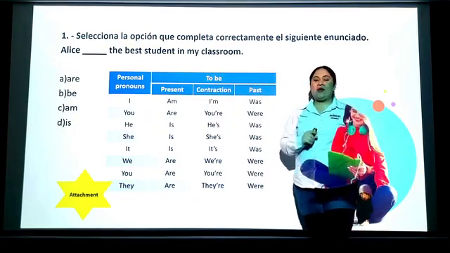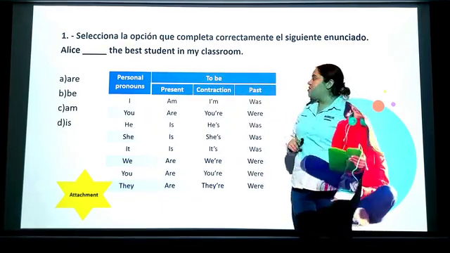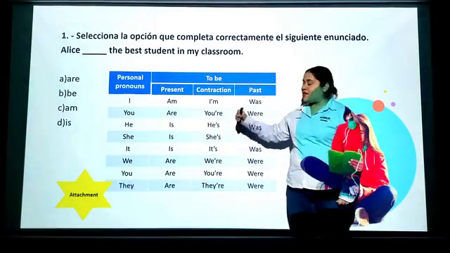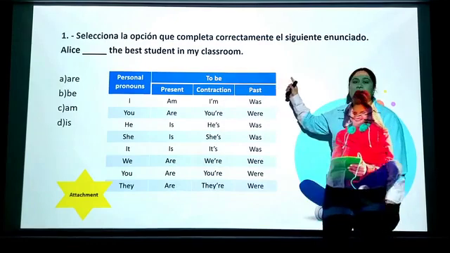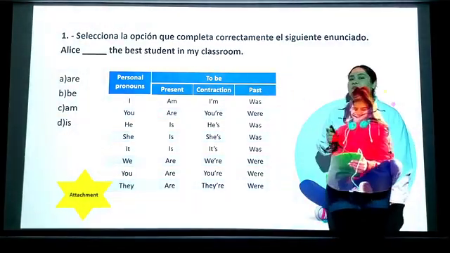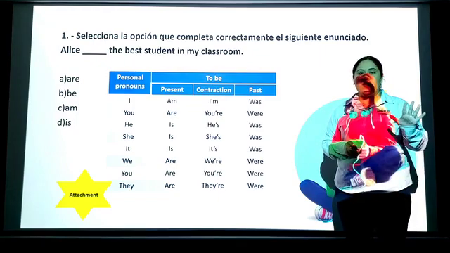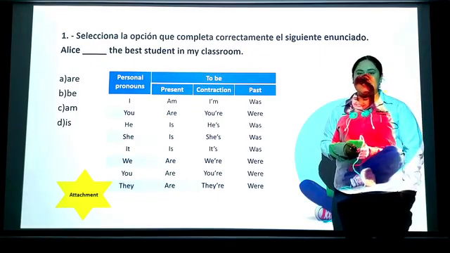Now, it is highly important to also remember the conjugation of the verb to be. Over here we have them, we also have the contraction, and by the end, we have the past tense. It is highly important for you to memorize everything. So I invite you to pause the video and pay attention to all of this.